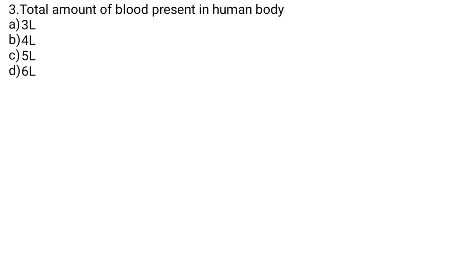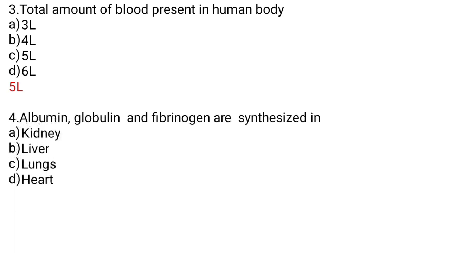Coming to third one, total amount of blood present in human body. Option A 3 liters, option B 4 liters, option C 5 liters, and option D 6 liters. So total amount is 5 liters. So it can range from 4 liters to 5 liters.